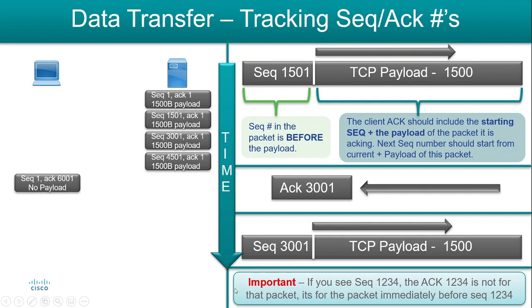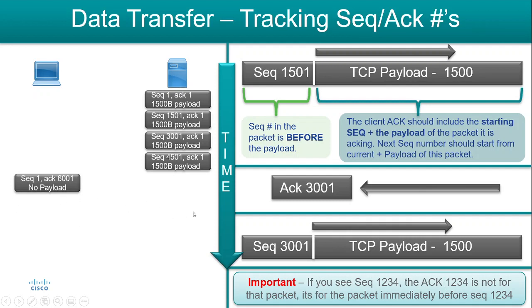And I have a very important note here, and this is where a lot of engineers get stuck. If you see a sequence number of whatever the value is, in this case sequence 1, 2, 3, 4, and then you see an acknowledgement for 1, 2, 3, 4, that acknowledgement is not actually for packet 1, 2, 3, 4, it's for the one immediately before it.